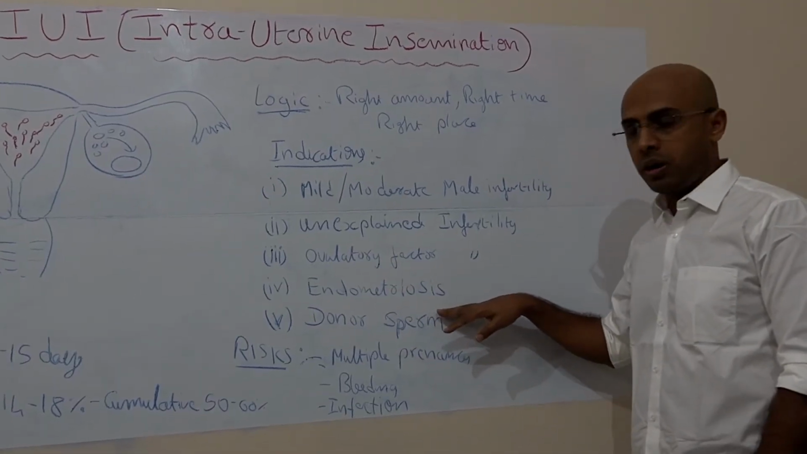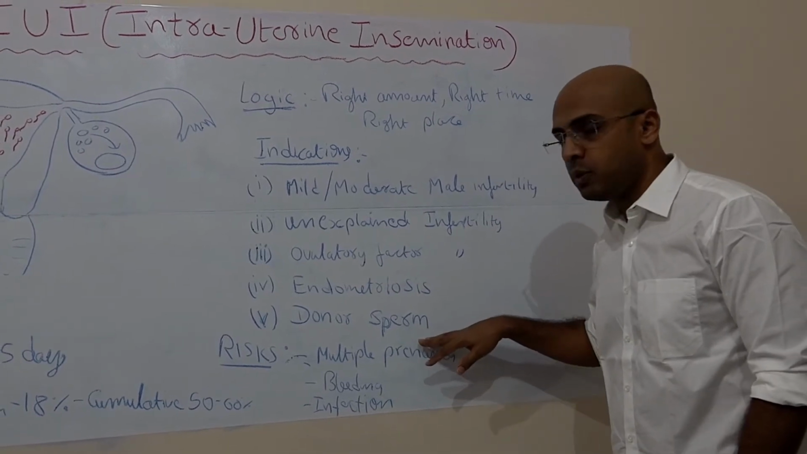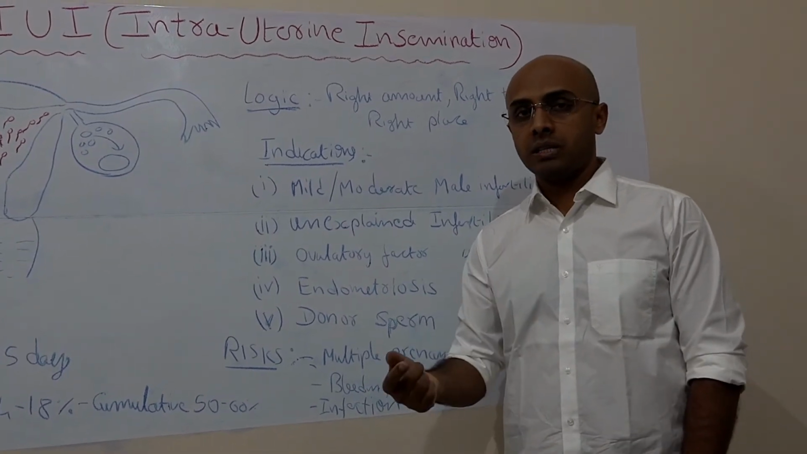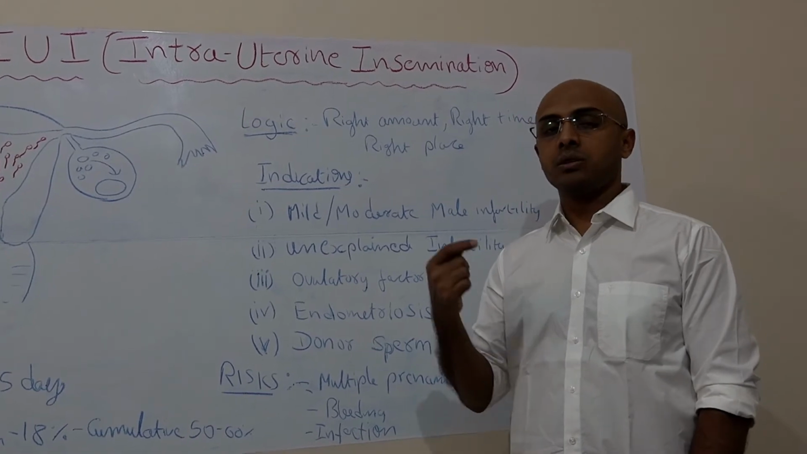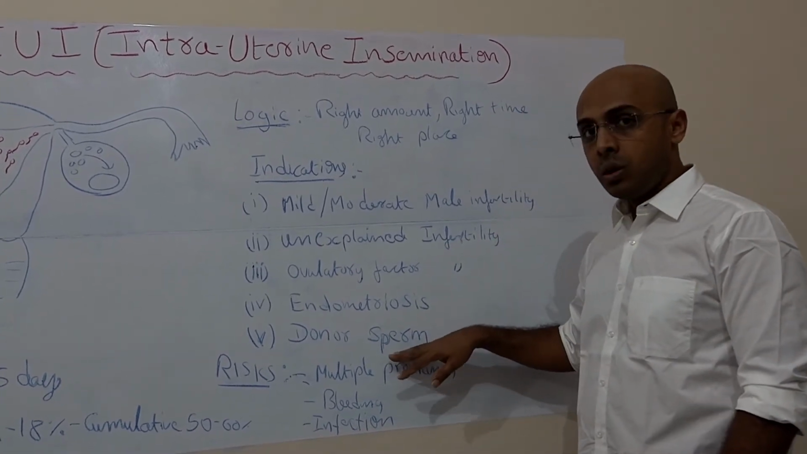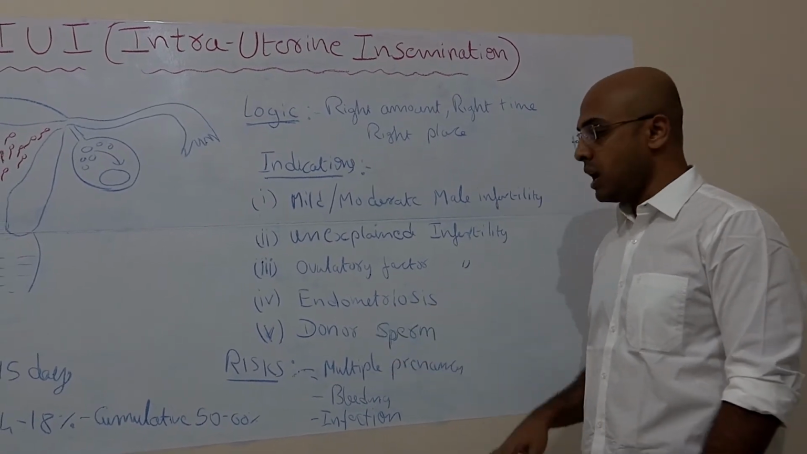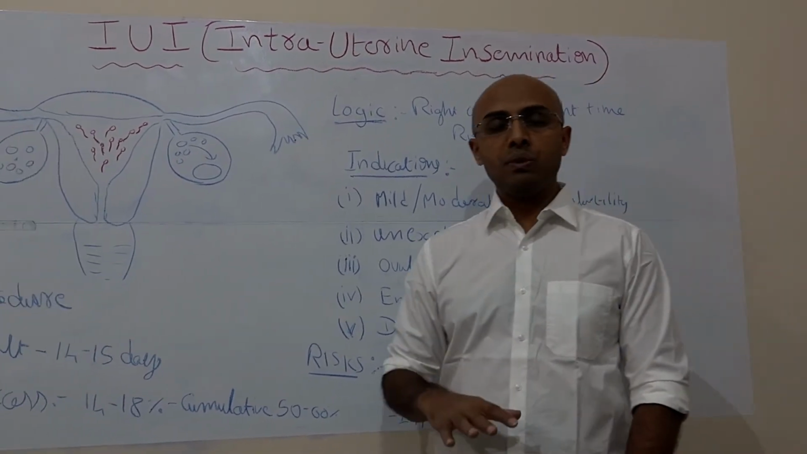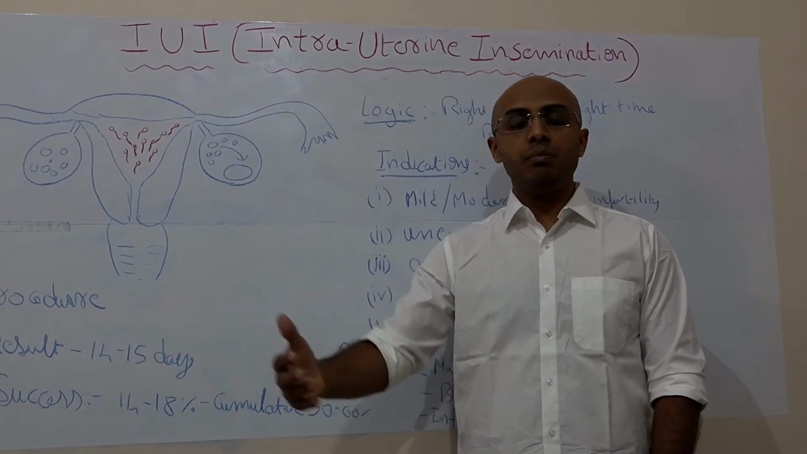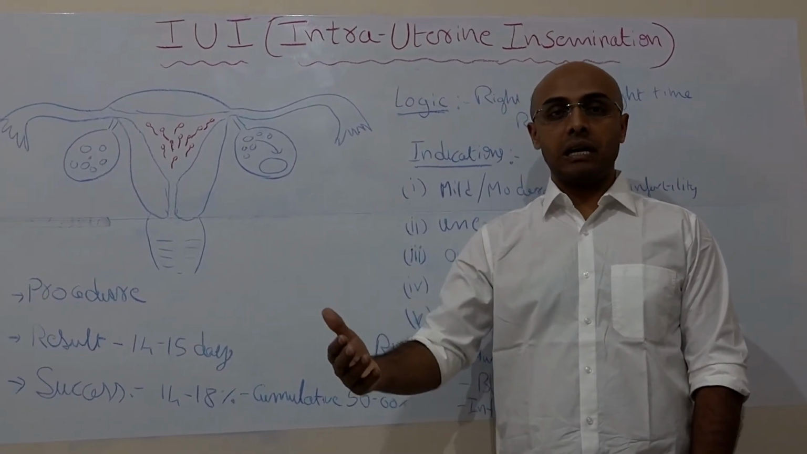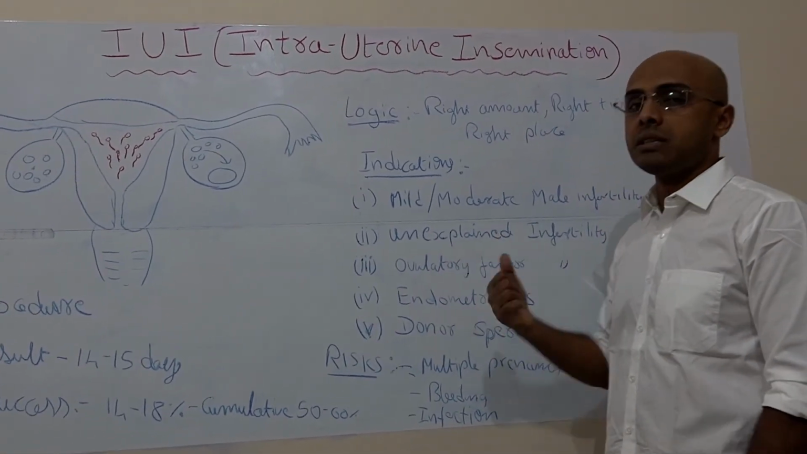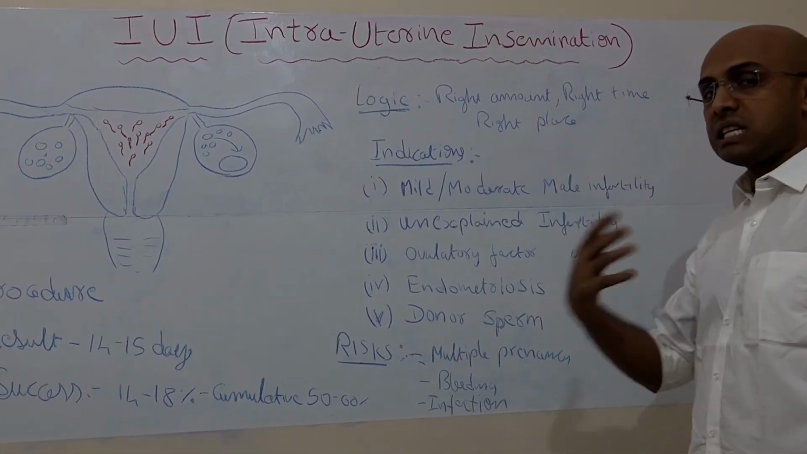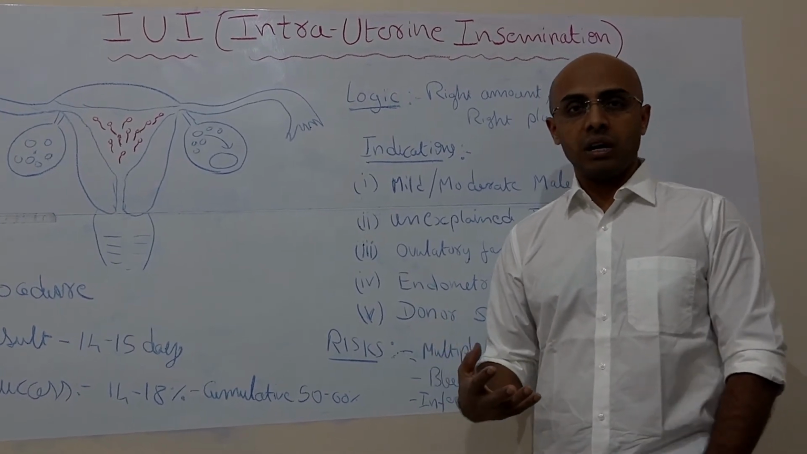Other indications are mild to moderate endometriosis, and donor sperm. Sometimes men have zero sperm, even after a testicular biopsy, and then we suggest donor sperm. In that case also, we do the IUI. These are the commonest indications of IUI, and generally we do around 3 to 4 cycles of IUI before we jump into IVF. We usually don't suggest IVF directly, because IUI is lower in cost, it's the simplest procedure, and it's not complicated. That's why we initially suggest 3 to 4 cycles of IUI.